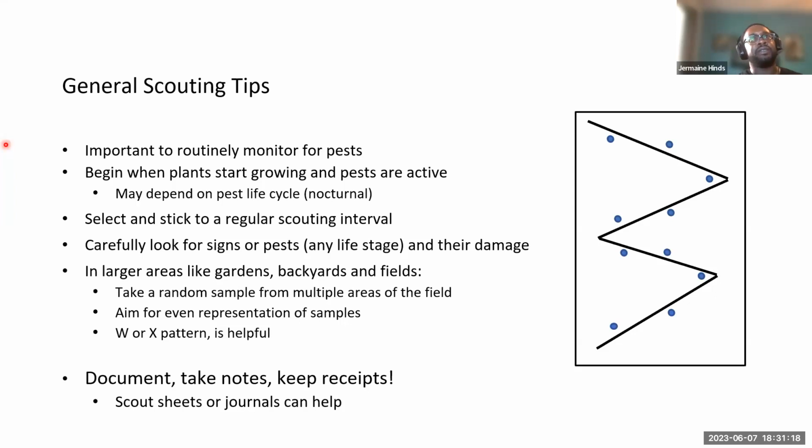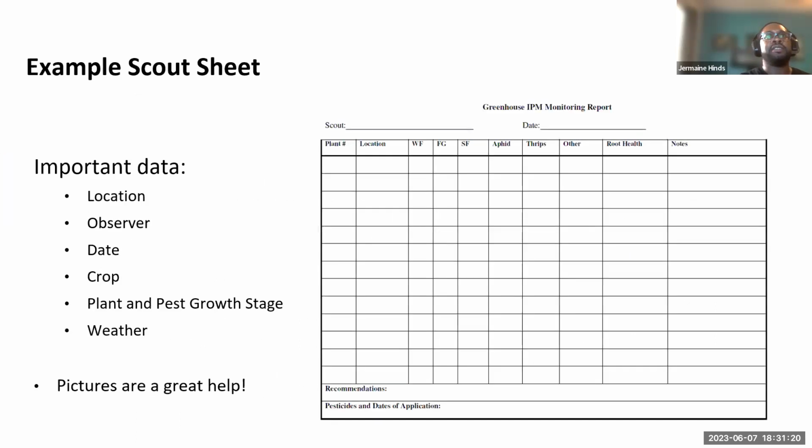Scout sheets and scout journals can help. I have a couple of example scouting sheets here. A lot of these are online. I think I found this one through University of Vermont. A scouting sheet has key pieces of important data, like location: where were you when you were observing for pests? Who is the person that was observing? If it's someone else who does it, you can check in with them so they can confirm what they saw.